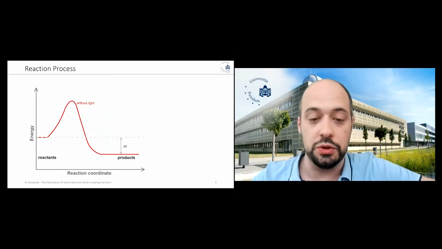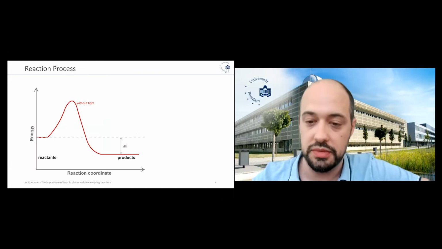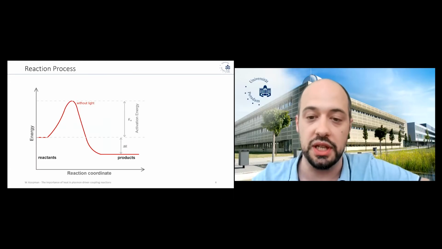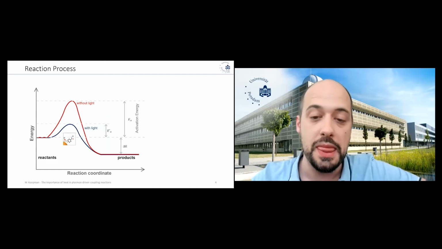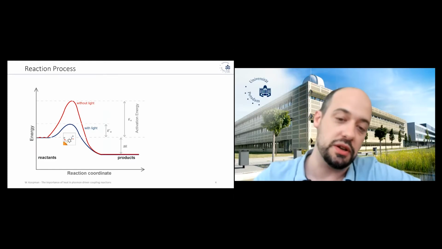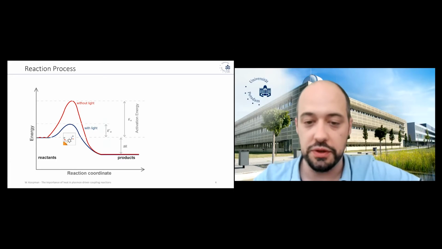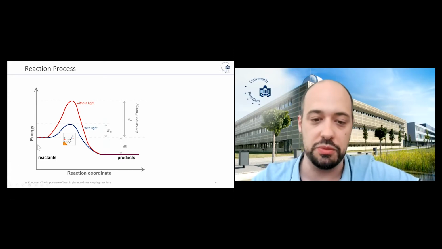Now, to get from the reactants to the products, what we have to overcome is this activation energy barrier. What a plasmon can do on the one hand is work as a catalyst, for example, by electron transfer, and mostly by electron transfer. So this means reducing the energy barrier.